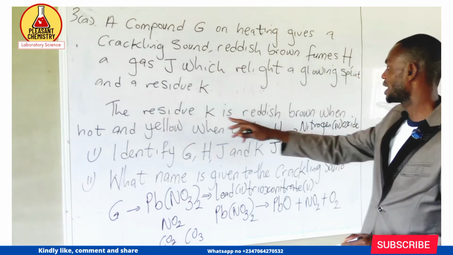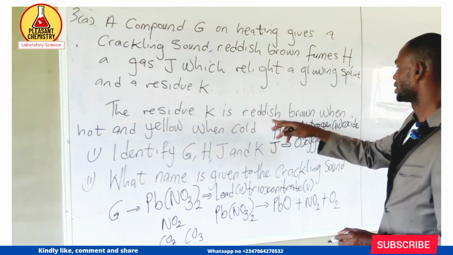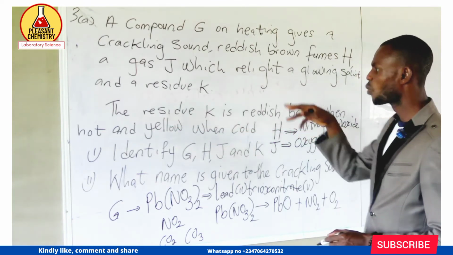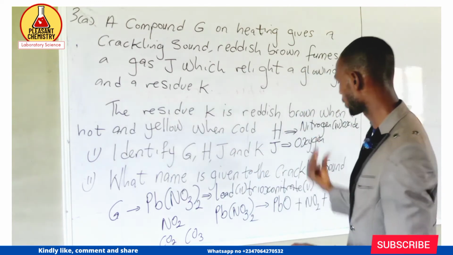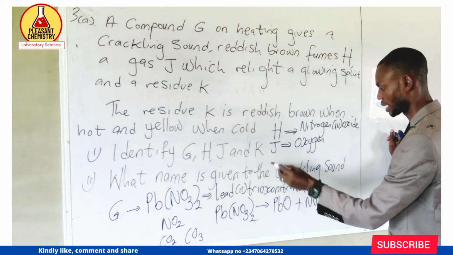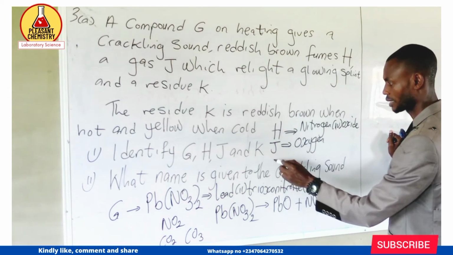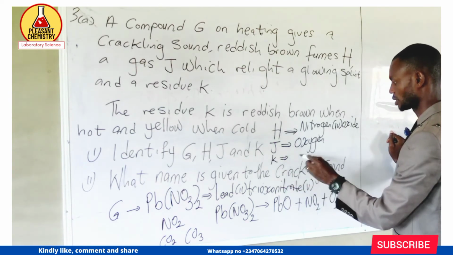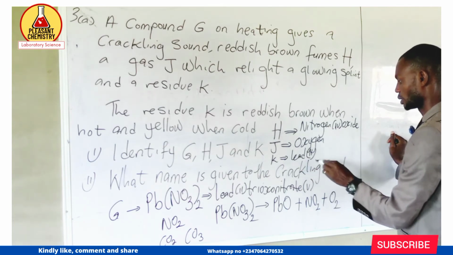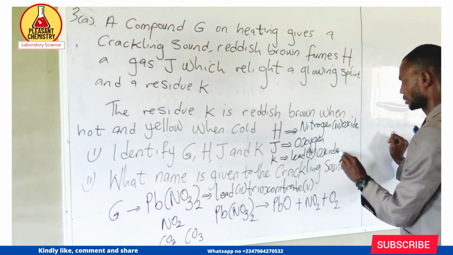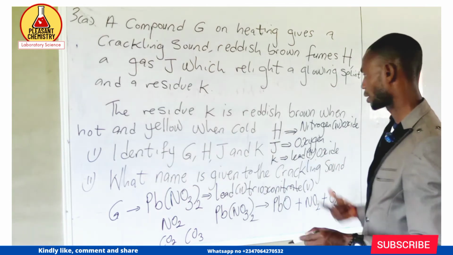And lastly, our K, the residue K, is reddish brown when hot and then yellow when cold, and that cannot be any other compound. Our K is lead(II) oxide. That is our K.